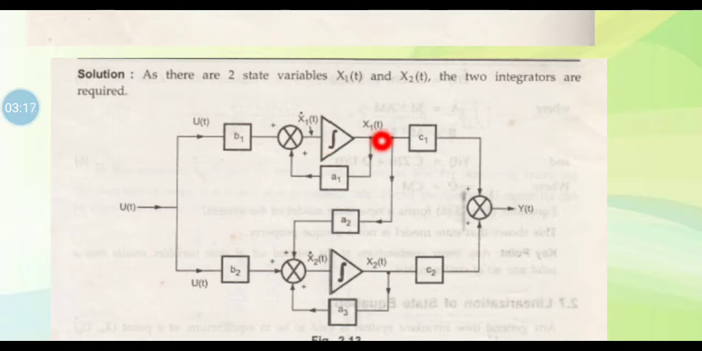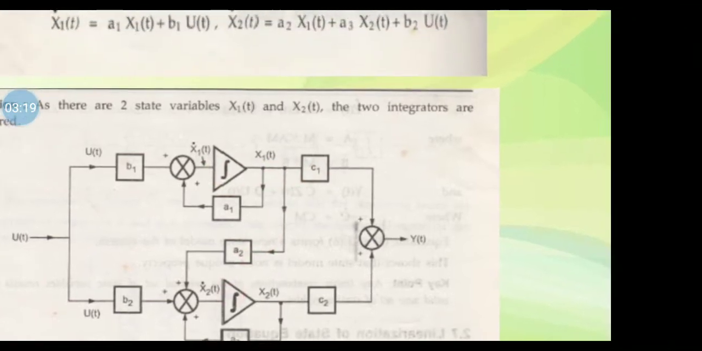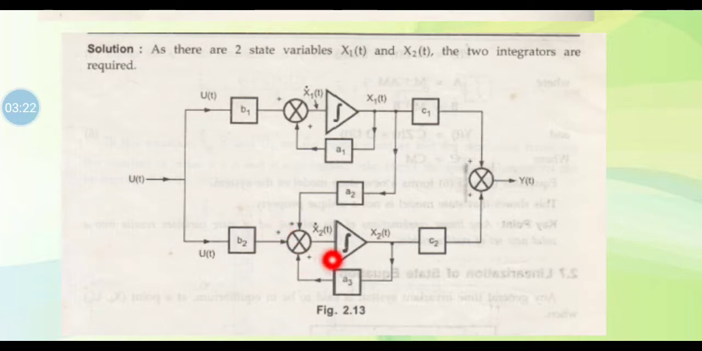Then this is given to C1. Similarly, this is b2 u of t plus a2 x1 t given to the adder, which will give x2 dot t. x2 dot t is a2 x1 t plus a3 x2 t plus b2 u of t. So you can see this is a2 x1 t, this is b2 u of t, and this is a3 x2 t. When all these three inputs are given to this adder, it will give x2 dot t. Then you get x2 t, which is taken to C2 and then given to the adder, which will give y of t.